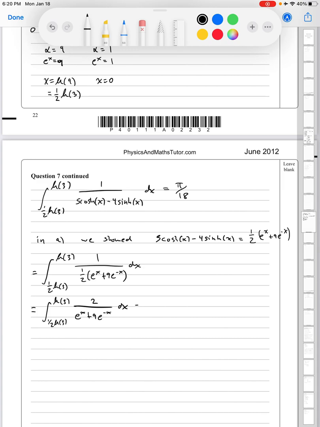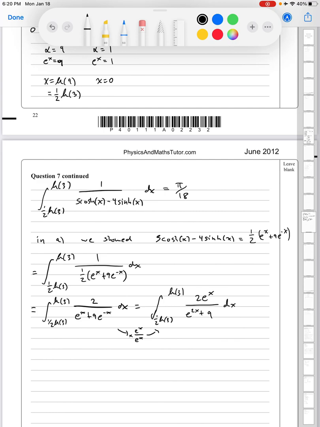So I'm going to multiply this thing by e to the x over e to the x. So I would write this as the integral from 1/2 natural log of 3 to natural log of 3 of 2 e to the x over e to the 2x plus 9, okay? Of course, you don't have to do that if you don't want to, but in case you didn't see that, what I've done is multiply by e to the x over e to the x inside the integral.